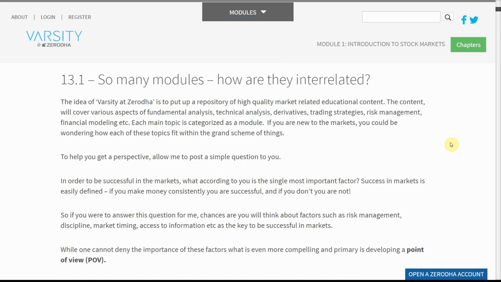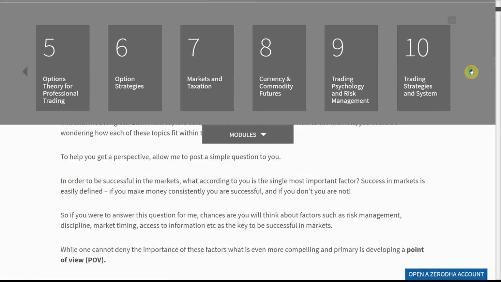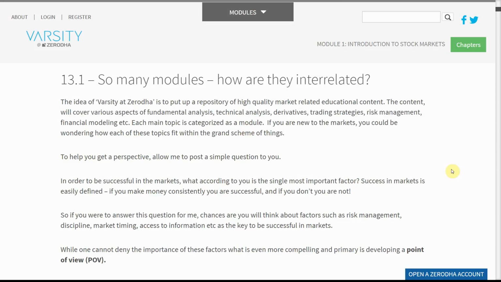13.1 So many modules, how are they interrelated? The idea of Varsity at Zerodha is to put up a repository of high-quality market-related educational content. The content will cover various aspects of fundamental analysis, technical analysis, derivatives, trading strategies, risk management, financial modeling, etc. Each main topic is categorized as a module if you are new to the markets.